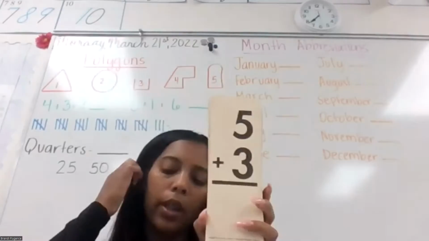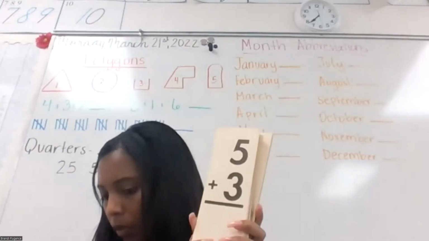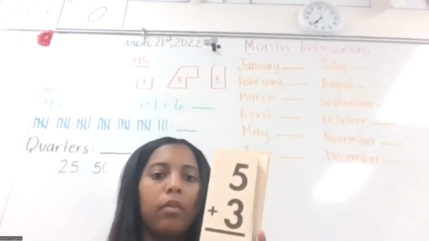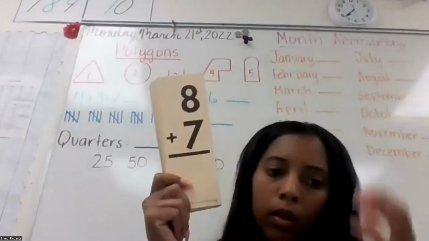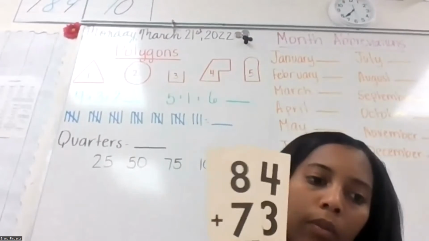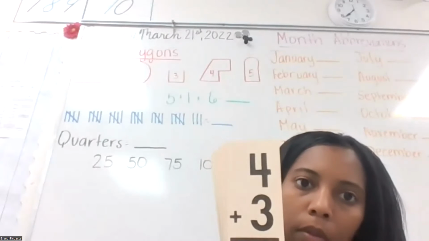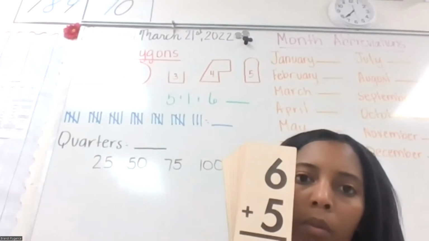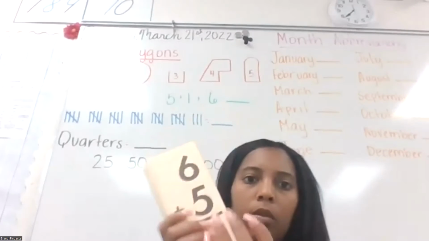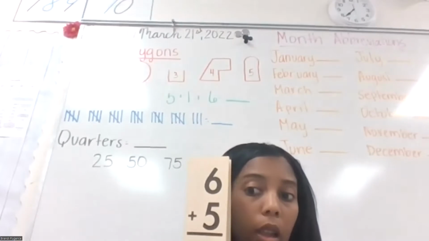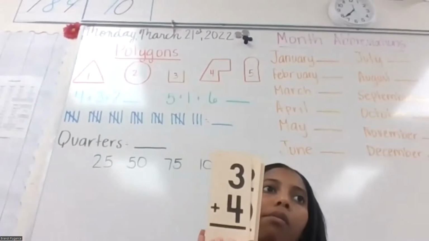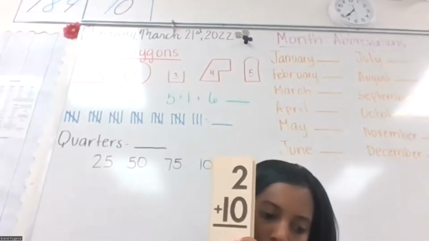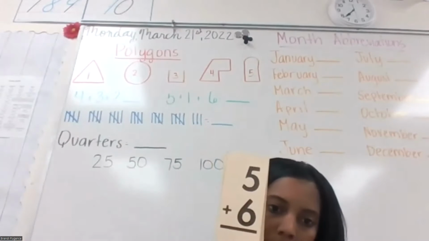All right, let's go through them fast. 5 plus 3 equals 8. 8 plus 7 equals 15. 4 plus 3 equals 7. 6 plus 5 equals 11. Okay. 3 plus 4 equals 7. 2 plus 10 equals 12.